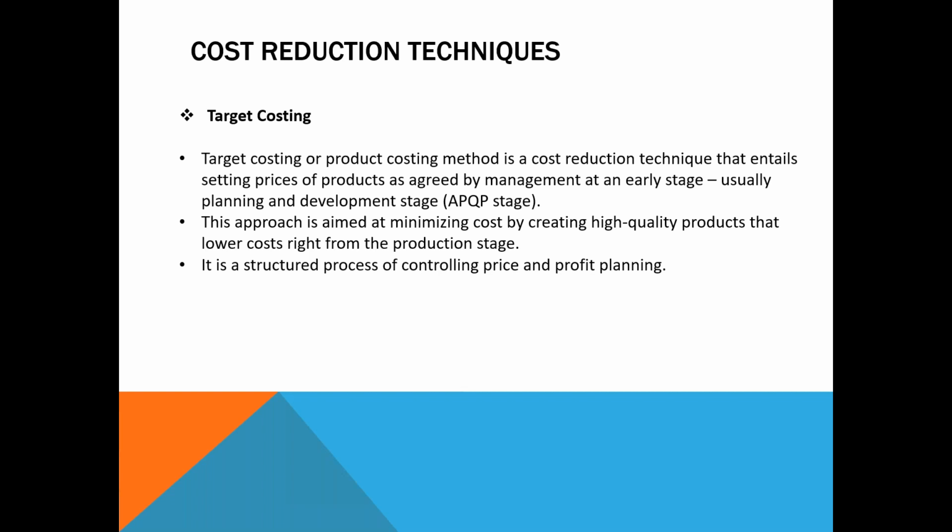So this is the target along which I have to see that my price of 50-50, Britannia 50-50, does not go beyond this, or it is at par, or my quality is better than Parle Crackjack. These are the examples of target costing. Now, this approach is aimed at minimizing the cost and giving you high quality product. And this is a structured process of controlling price.